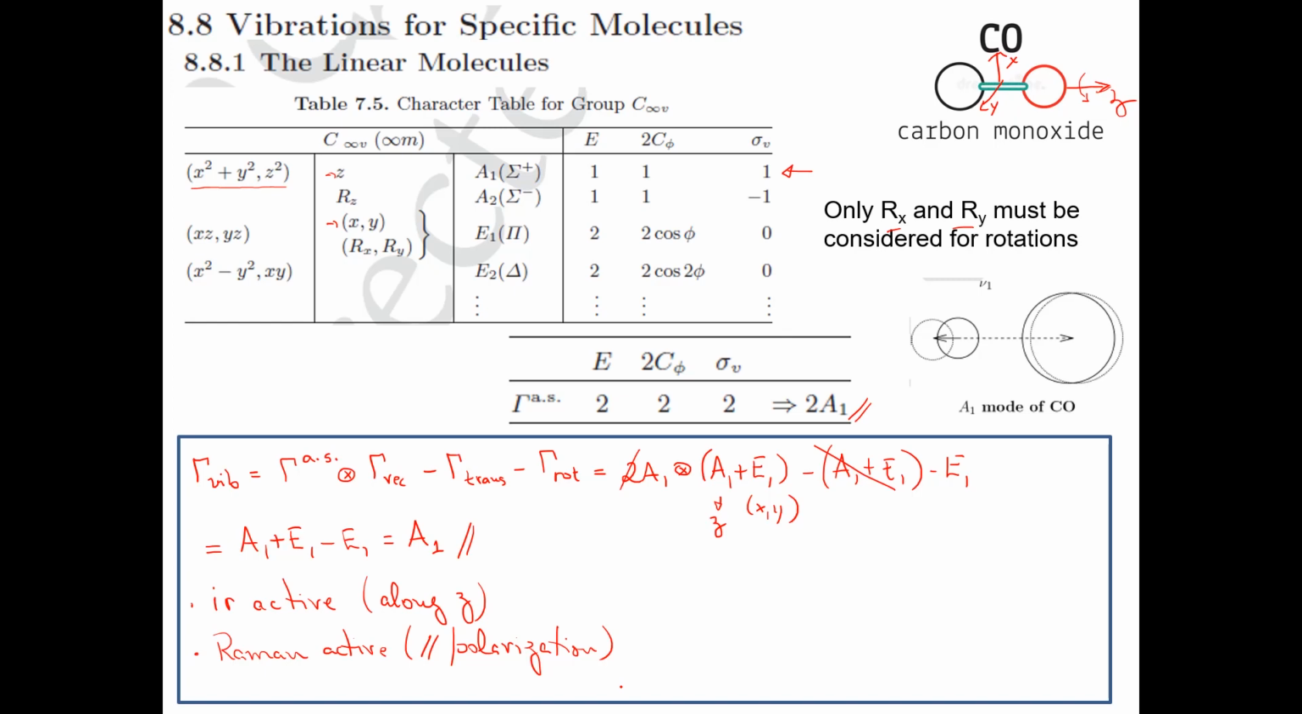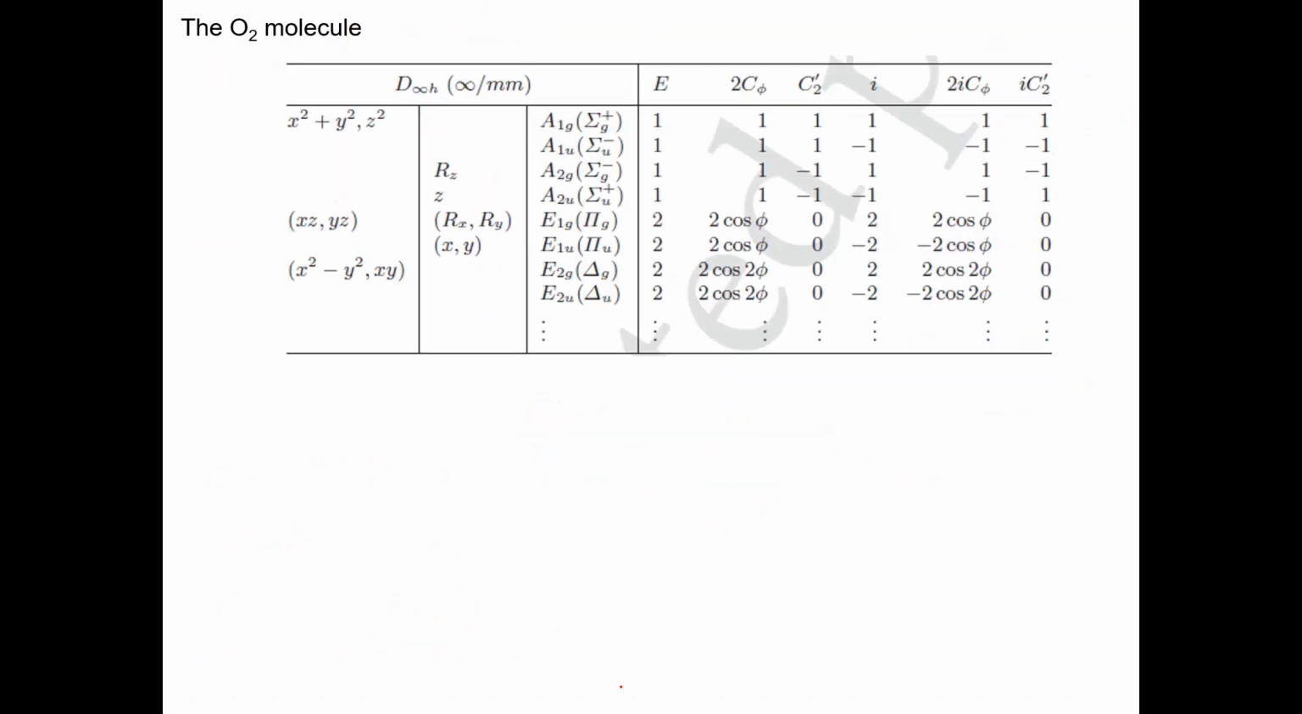So let's see now a situation in which we do have that, and that's the case of the oxygen molecule. The oxygen molecule, it's also a linear molecule. You have just two oxygen atoms here, this is an O2 molecule. And it belongs to a different point group, the infinite D∞h point group. Okay, so let's analyze the vibrational properties of the oxygen molecule.